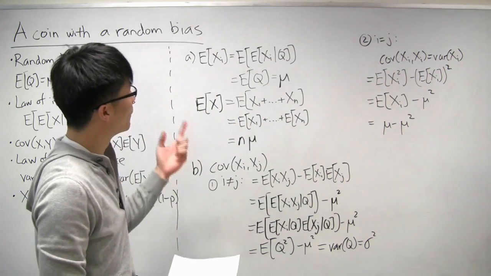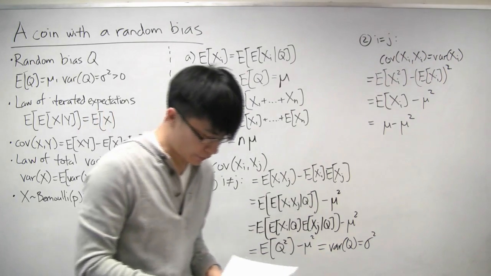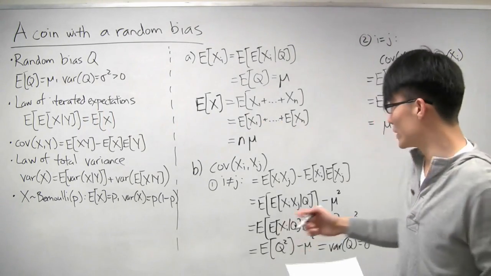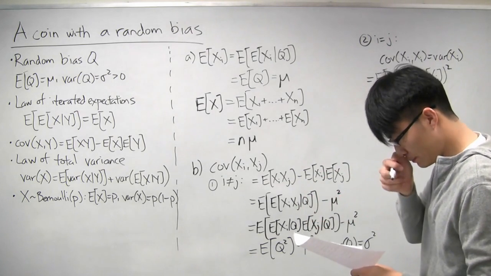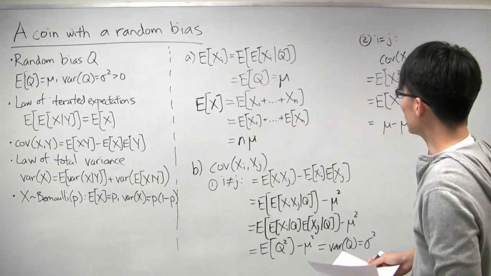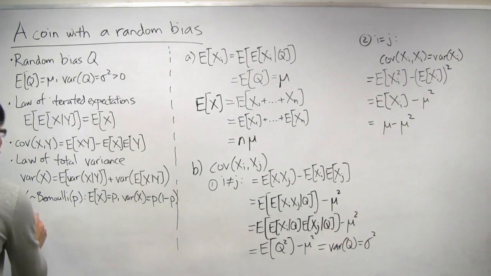Okay, so this completes part B. And the answer that we wanted was that, in fact, xi and xj are not independent. All right, so let's write down some facts that we'll want to remember.